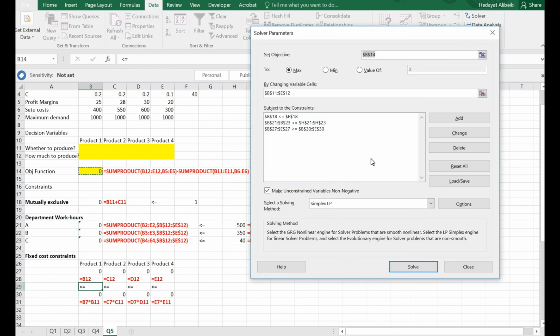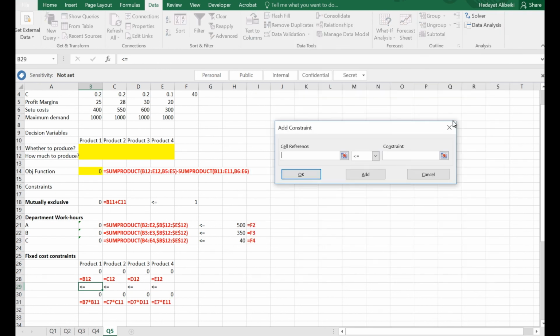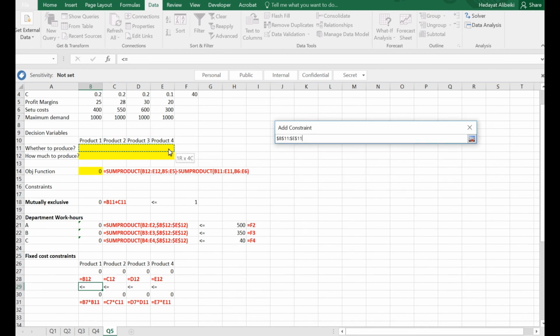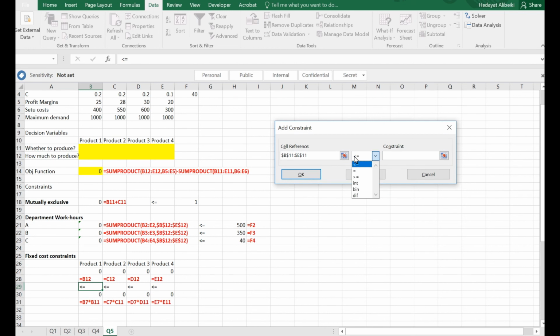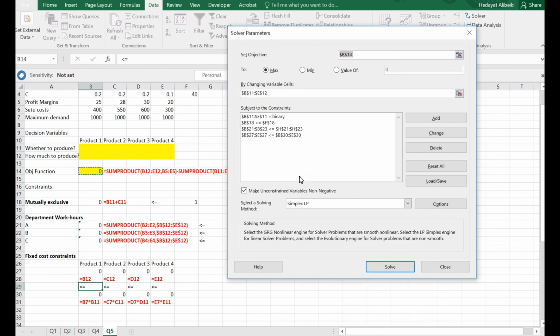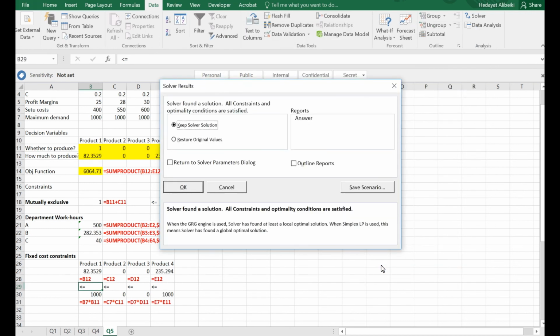So add, and we have one more constraint to add. We shouldn't forget that whether to produce or not is a binary type of decision. It's a 0-1 type of decision, and we have a simplex LP to solve it, and nothing in here is negative, so we can check this one. So everything is ready. Let's just go ahead and solve it.